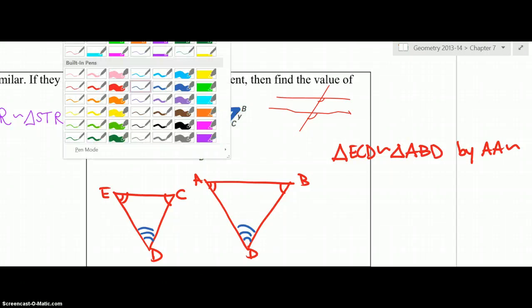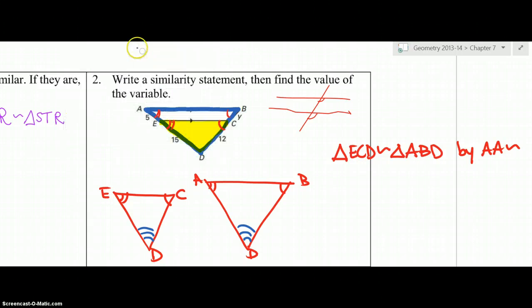All right, so let's put some measurements on here now. In that smaller triangle, we know that ED is 15. We know that DC is 12. And in the larger triangle, how long is AD? It's 20, right? Because it's the 5 plus 15. You add those together, yes? How long is BD? It might be 17. But we don't know.